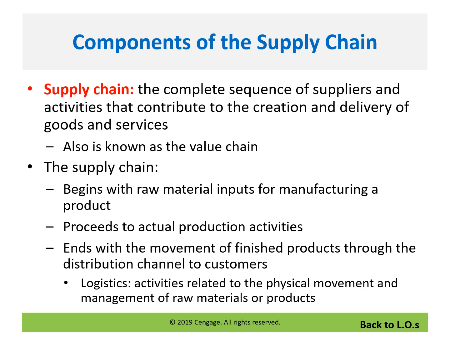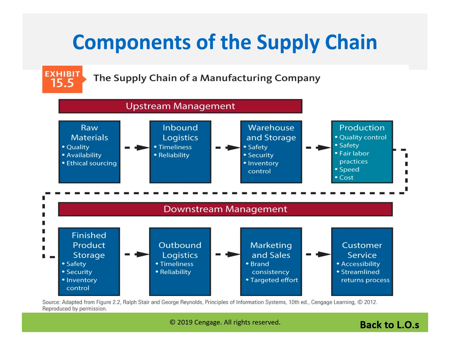Logistics are activities related to the physical movement and management of raw materials or products. The supply chain takes place in two directions. First, the upstream management, which involves supply of raw materials from suppliers. Quality, availability, and ethical sourcing must be considered right from the start. The inbound logistics are the ones in charge of making sure the supplies will reach the manufacturer, ensuring timeliness of delivery and reliability of the logistics partners.